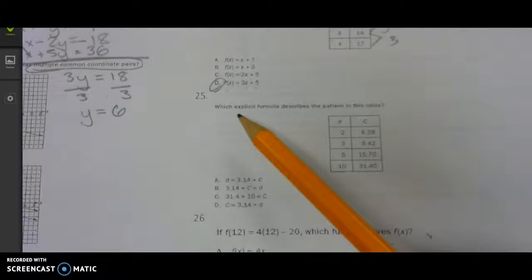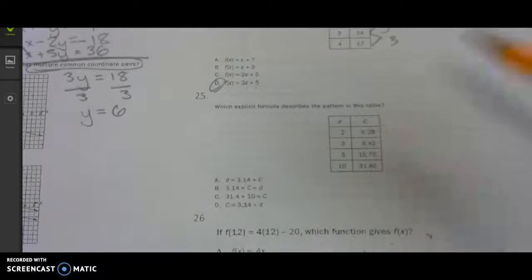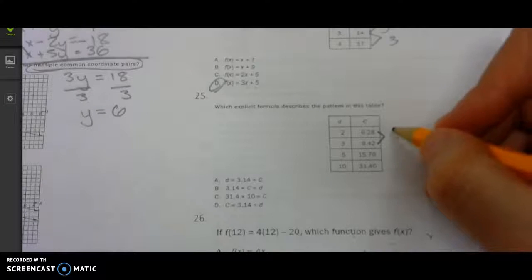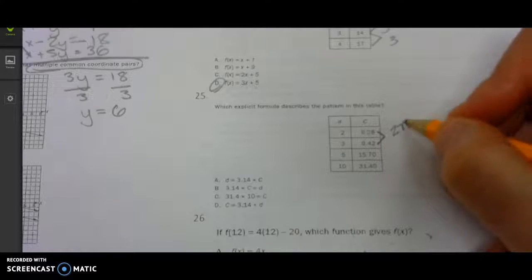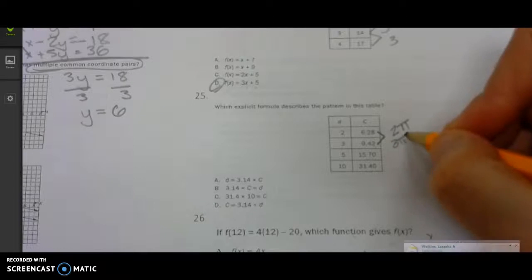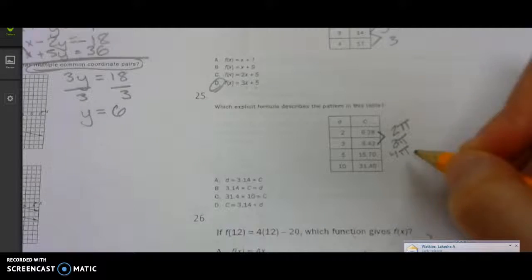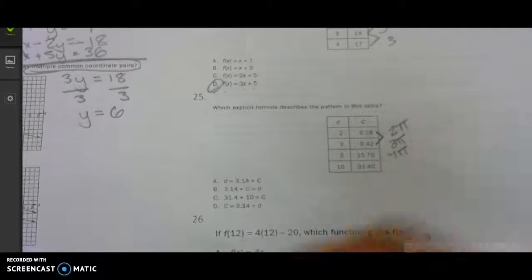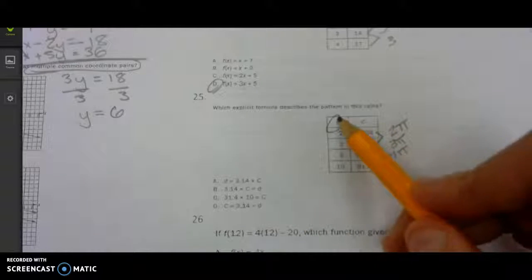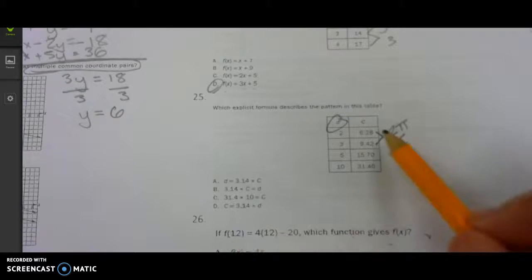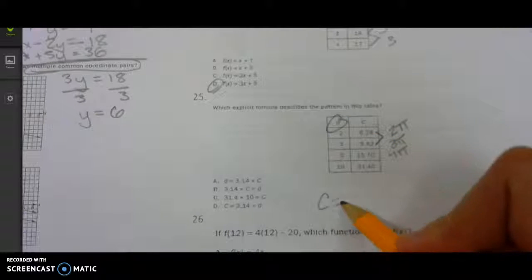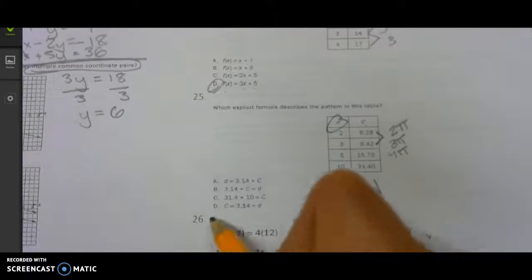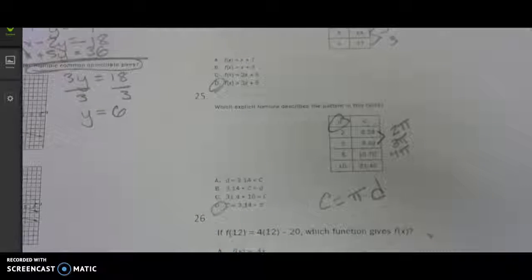Which explicit formula describes the pattern of this table? This is 2 pi, right? This is 3 pi, this is 4 pi. So we are just looking at this number multiplied by pi, so let's look for that. This is d, so I need c is equal to pi times d, which is d.